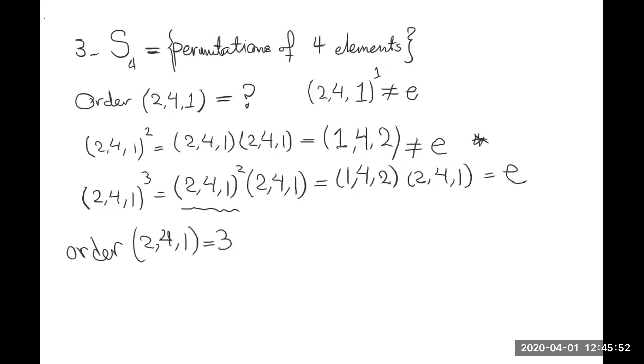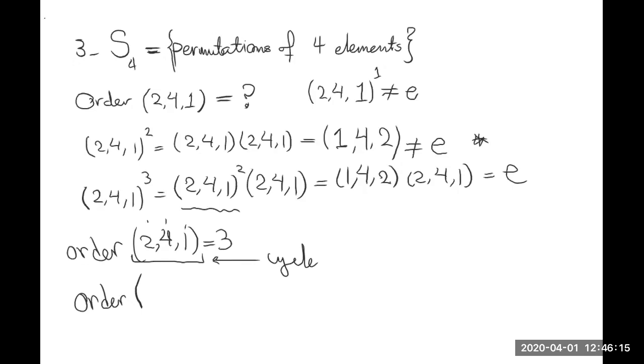Okay, now that's a general thing. The order of a cycle with length n is n. What do I mean by that? So (2 4 1). It's a cycle, right? The order is the number of elements. It has 3 elements, 1, 2, 3. So the order is 3.